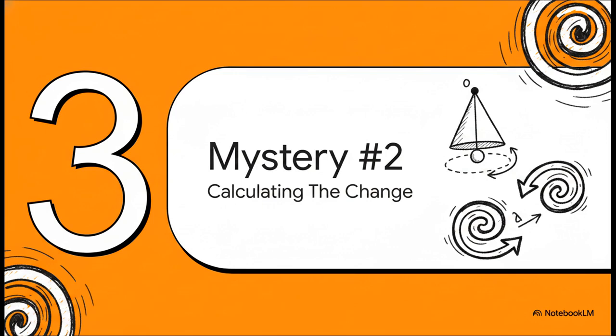So we cracked the first case. But now we have to tackle the second part of the problem. We need to find the actual change in angular momentum, we'll call it delta M, relative to that original suspension point, O, after the ball swings through half a revolution.